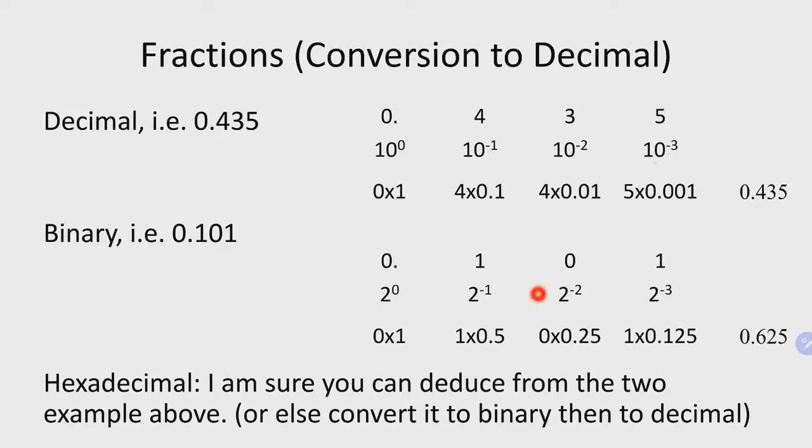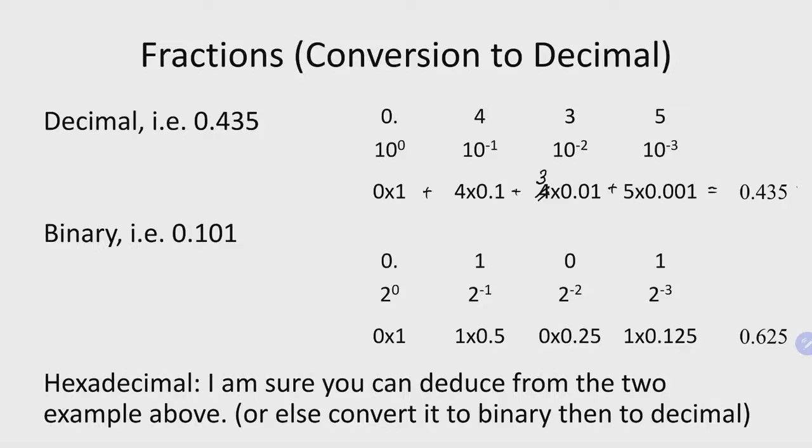So for decimal to decimal, that is what we know. That will be 4 times 0.1, and then 3 times 0.01, and then 5 times 0.001. And if you sum all this up, that is actually what is meant by 0.435.